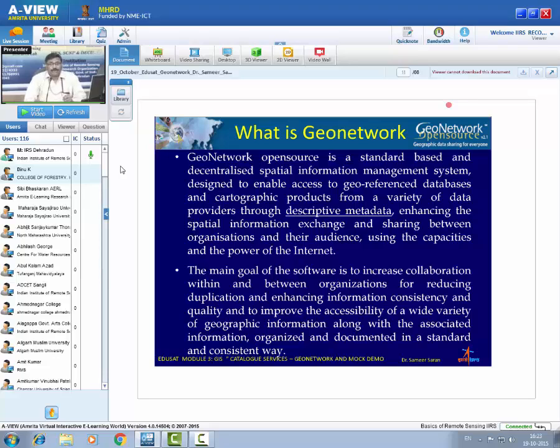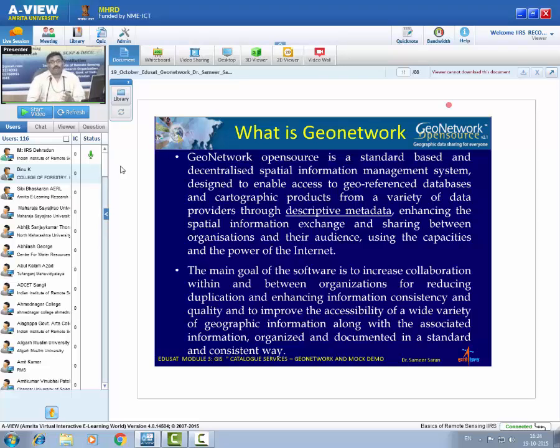It is designed to enable access to georeferenced data and cartographic products from a variety of data providers through descriptive metadata. So what you have to do is, as a node, you have to provide the metadata of your data, and that metadata resides inside the portal. So it's not the actual data; the actual data lies in the node. Only the metadata resides in the portal. It is nothing but the catalog registry of all the metadata which is available through the distributed nodes. So basically, that is the way the sharing mechanism of different organizations takes place.